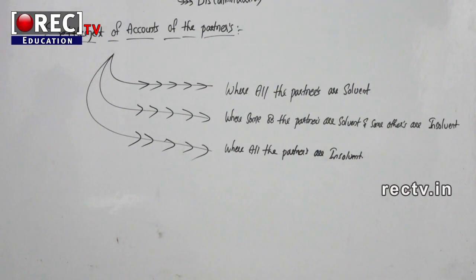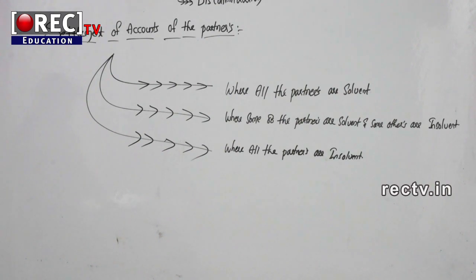Settlement of accounts of the partners. After passing all the entries, that is the accounting treatment, the capital accounts of the partners show either a credit balance or a debit balance. Accounting entries have to be passed for the payment by the firm to the partners or payment by the partners to the firm. The procedure for closing the partners' capital accounts will be different in each of the following cases: where all the partners are solvent, where some of the partners are solvent and some others are insolvent, and the third situation is when all the partners are insolvent.